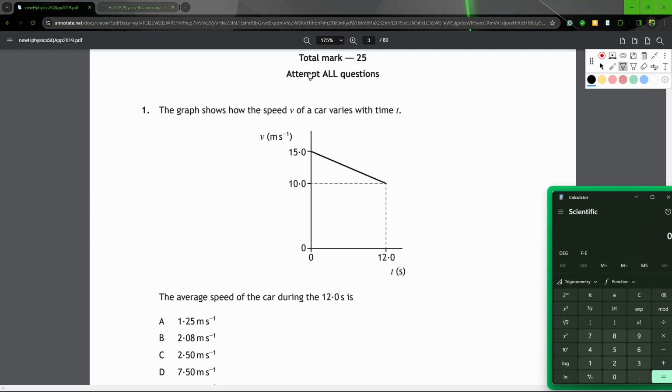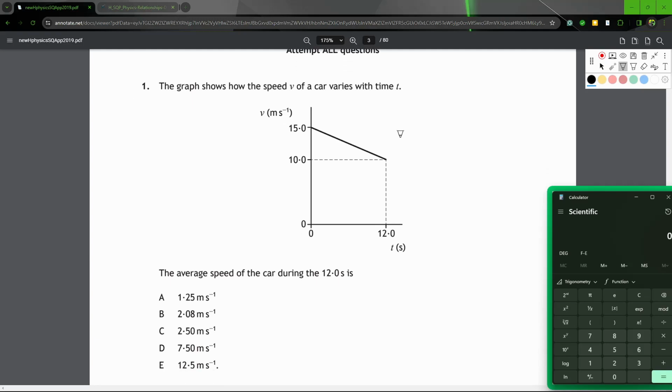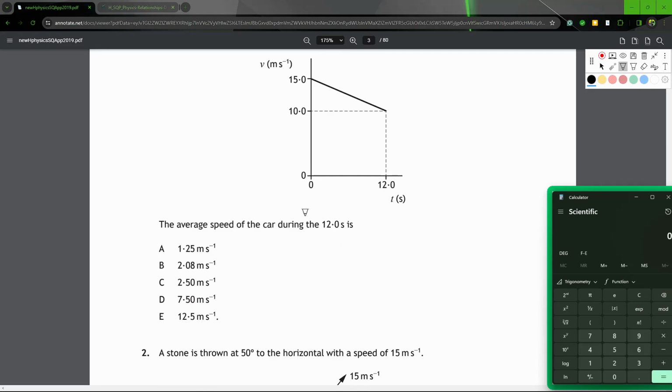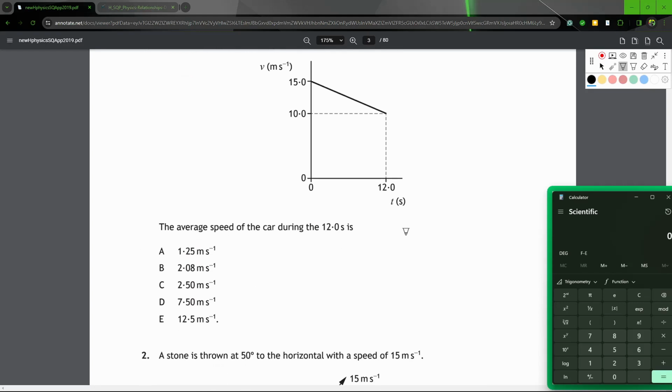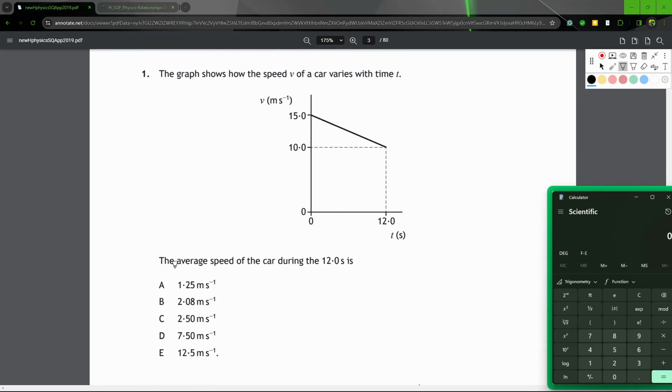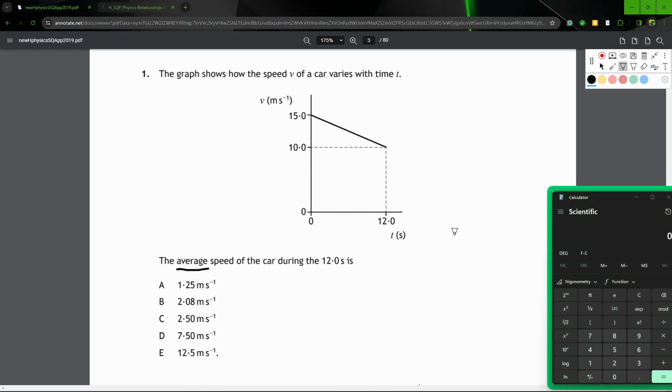The graph shows how the speed v of a car varies with time t. The average speed of the car during the 12 seconds is what? Well, average speed, right? So that's like adding up all the different speeds and then dividing it by the number of points. And we do actually have 2 points, so let's just do that. So 15 plus 10, and then we only have 2, so we're just going to divide it by 2.